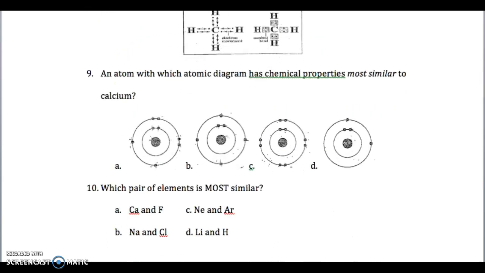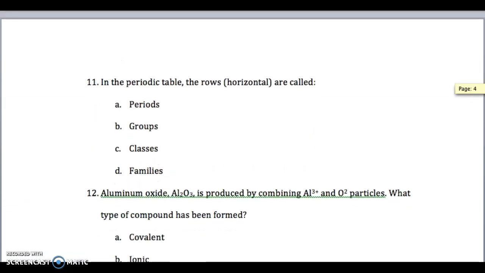Number 9. An atom with which atomic diagram has chemical properties most similar to calcium? So which one of these, A, B, C, or D, is most similar to calcium? Number 10. Which pair of elements is most similar? A. Ca and F. B is Na and Cl. C is Ne and Ar. Or D. Li and H.